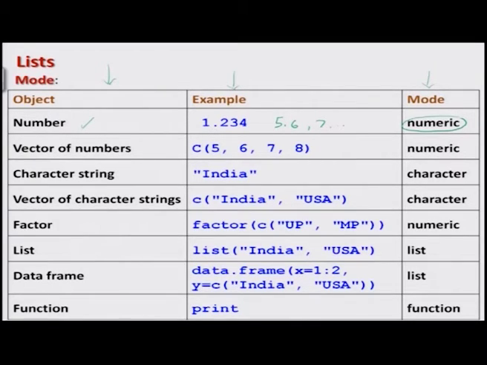Similarly, if I take a vector of numbers, that means I am considering more than one number at a time. For example, I have written here a vector combined from the 4 values 5, 6, 7 and 8. You can see here 5, 6, 7 and 8 are all numbers. So, a combination of numbers is also a number. So, the mode of a vector of numbers is also numeric.